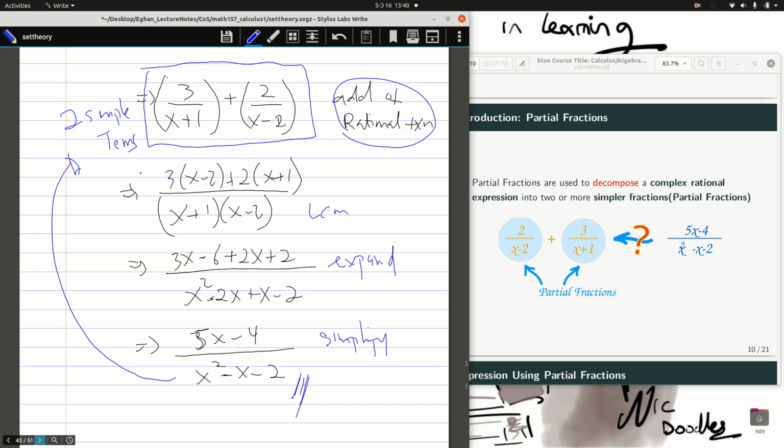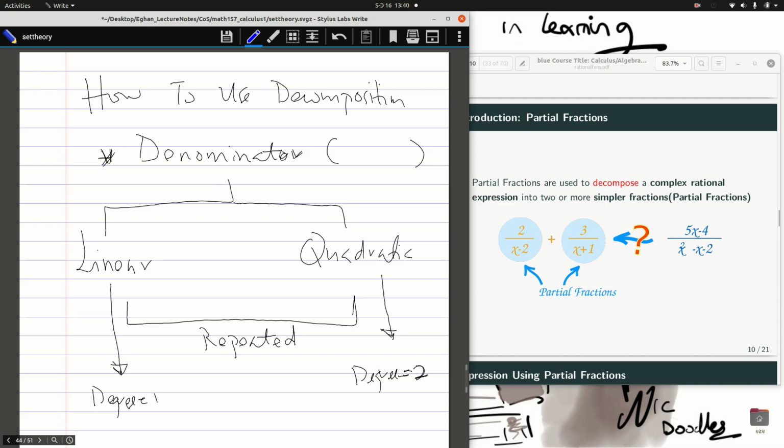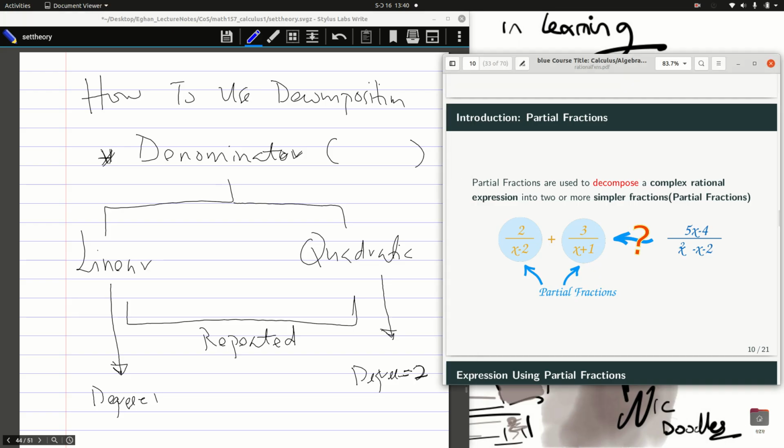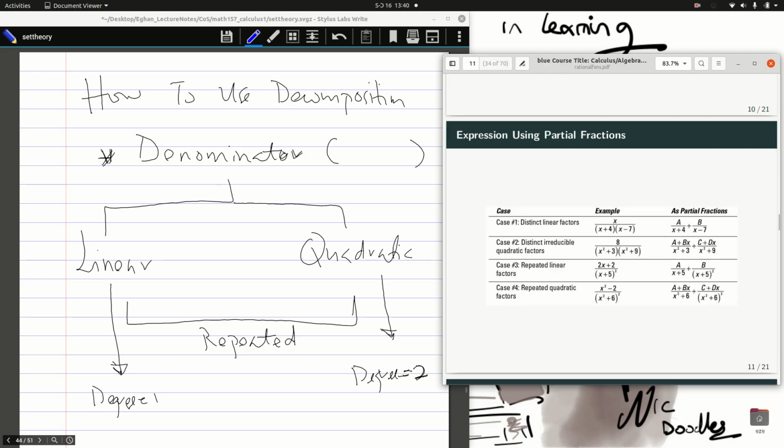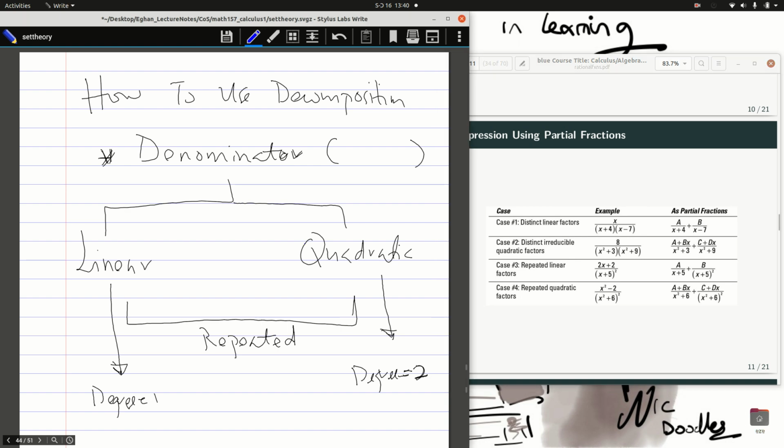And the next question we will ask ourselves is, how do I get to use this partial fraction? Or how do I know that I was supposed to get 2 and then 3 as the numerator? That is what we want to talk about now. If you want to use partial fraction decomposition, the focus is on the denominator. Our concentration is on the denominator.